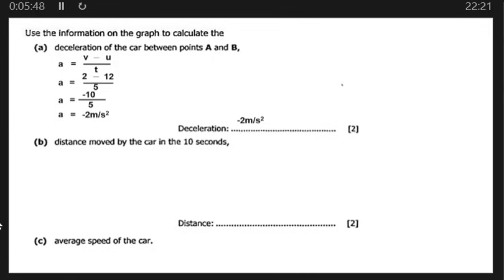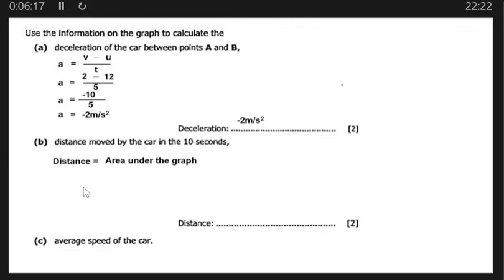All right, so let's go to question B. Question B says calculate the distance moved by the car in the 10 seconds. We'll get back to our graph later, but we need to know how to calculate distance from the graph. Distance from the graph is given by the area under the graph.